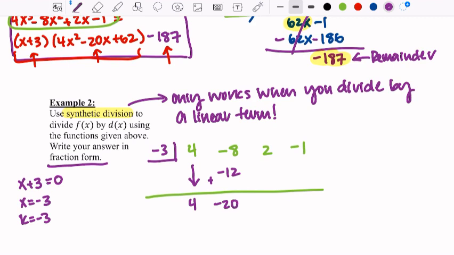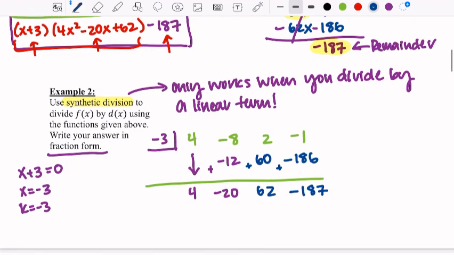Now I'm going to repeat my process. I'm going to take that negative 20 and multiply it by my k value of negative 3, so I'm going to get positive 60. Now I'm going to add those terms together, so that's going to give me 62, and then I'm going to continue on. So 62 times negative 3 is going to give me negative 186, and then if I add those terms together, that's going to give me negative 187. So when I do synthetic division, this number that I end up with at the end is going to be our remainder.